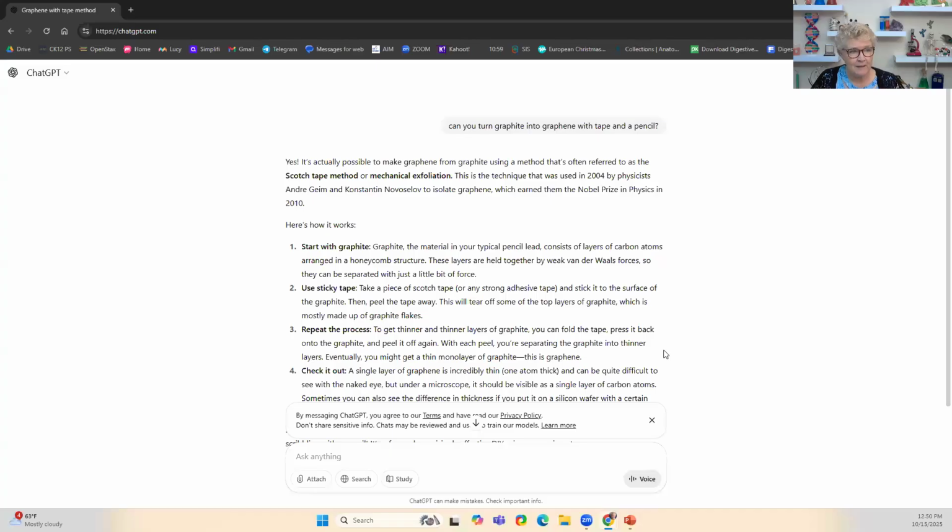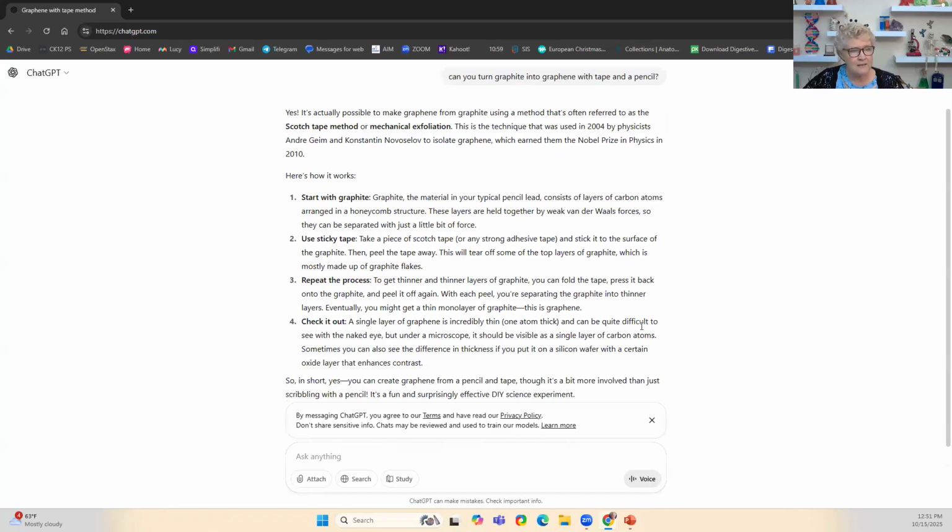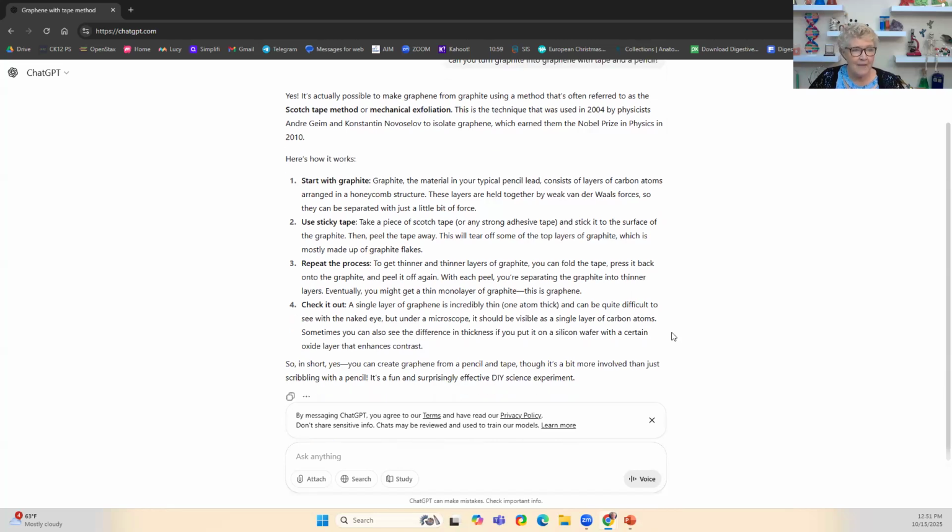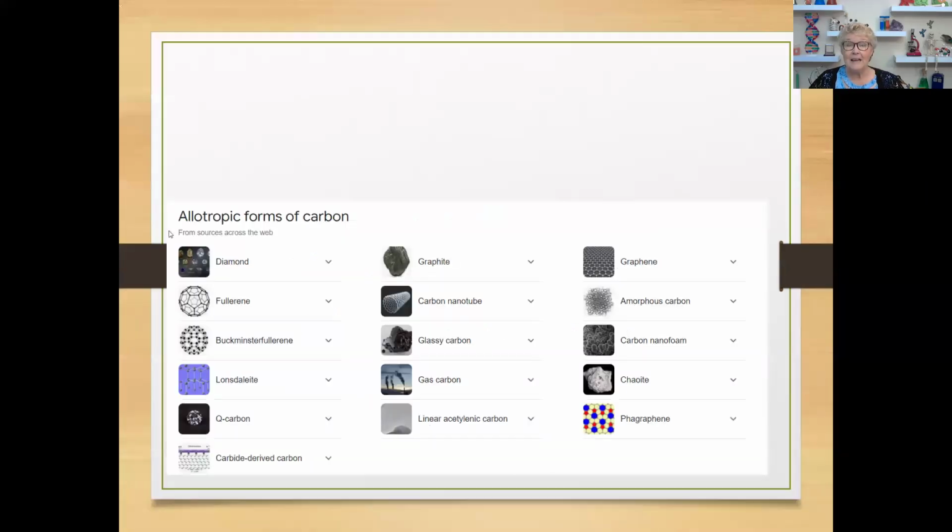That is the graphene. A single layer of graphene is incredibly thin, just one atom thick, and can be quite difficult to see with the naked eye. But under a microscope, it should be visible as a single layer of carbon atoms. Sometimes you can also see the difference in thickness if you put it on a silicone wafer. We don't have any of those. So yeah, that's very cool, Mason. Have you ever done that? That's very cool. You'd have to have, I think, a pretty powerful microscope in order to see a single layer of carbon atoms, but that's pretty cool.